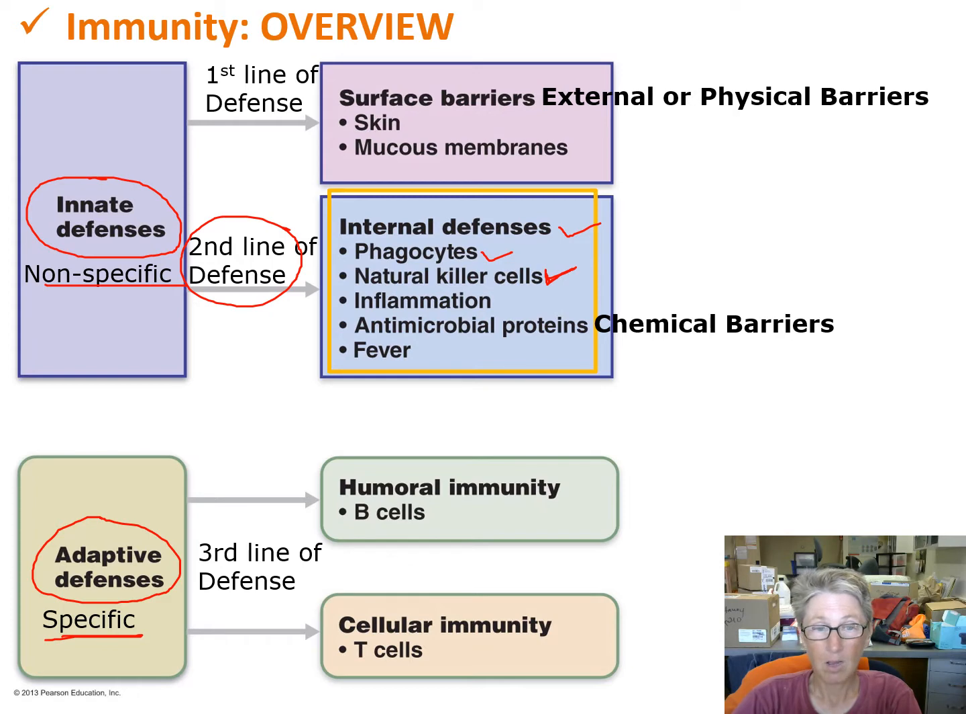Another second line of defense is inflammation. Usually it's like, oh, I have to take anti-inflammatory drugs, inflammation sucks. But really, it's there to help protect you against microbes. Antimicrobial proteins are also involved in the second line of defense. Those would be considered chemical barriers, as opposed to the external or physical barriers in the first line of defense. And then fever is also a part of the second line of defense, because microbes don't like to reproduce or replicate when it's hot.